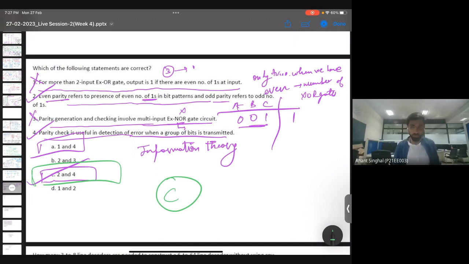It is a theoretical question. So option 2 and 4 are correct, and 1 and 3 are wrong. The correct answer is option C. Is it fine? Shall I proceed? Okay.